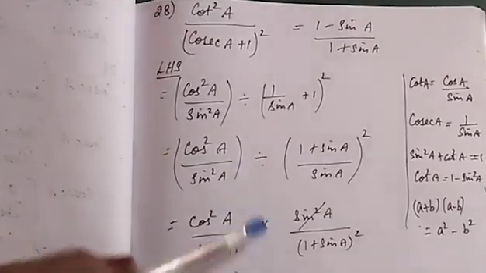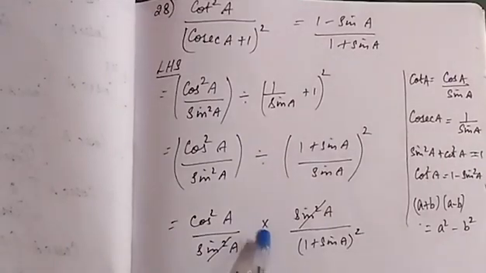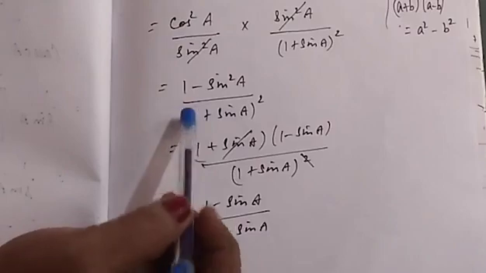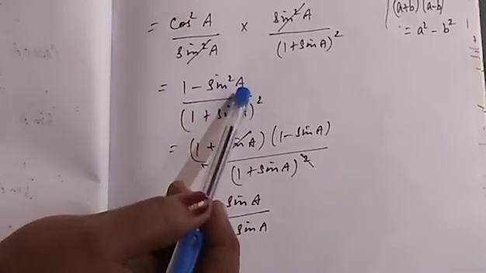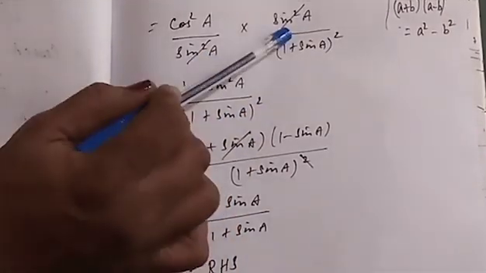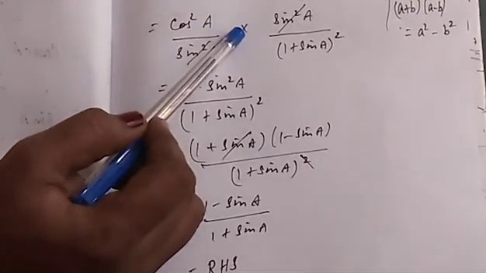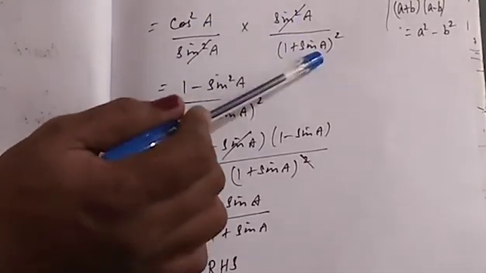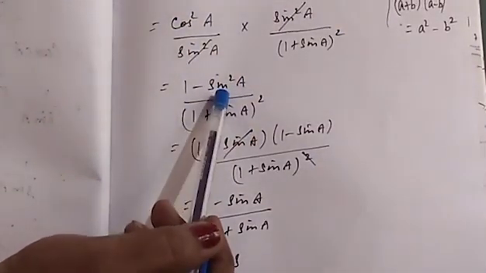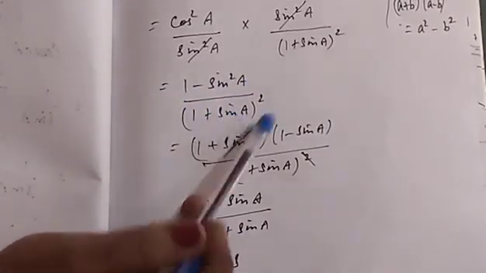Now, change this divide into multiple. Write in reciprocal. So, cos square A upon sin square A into sin square A upon 1 plus sin A whole square. Because these sin square A and sin square A get cancelled. So, what is left? Cos square A into 1 upon 1 plus sin A whole square. This cos square A, we can write 1 minus sin square A. 1 minus sin square A upon 1 plus sin A whole square.